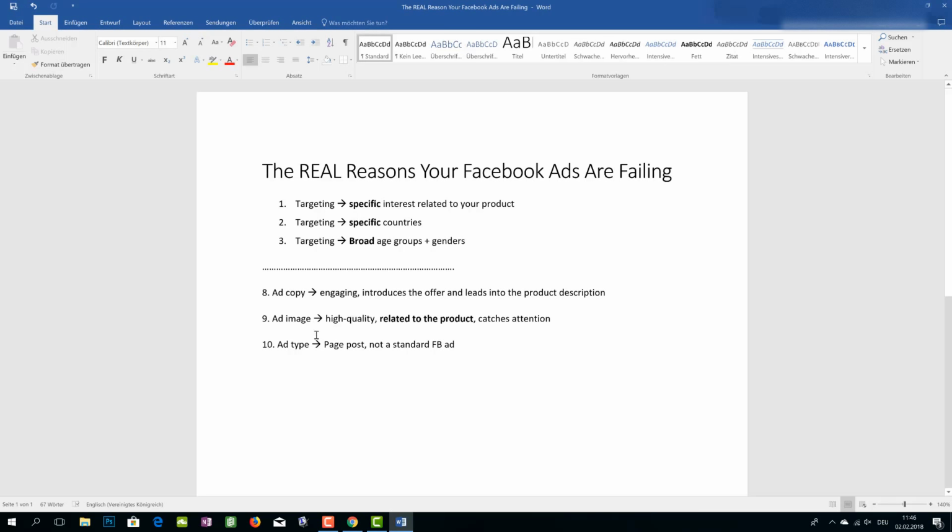Ad image has to be high quality. That's a prerequisite. But the most important thing is that it's related to the product. Having random images just doesn't help your selling case. Even if they catch attention and are high quality, you don't want to have generic beach images or sunsets. It has to have a connection to your product. Because if it doesn't help you sell the product, which is ultimately the goal.